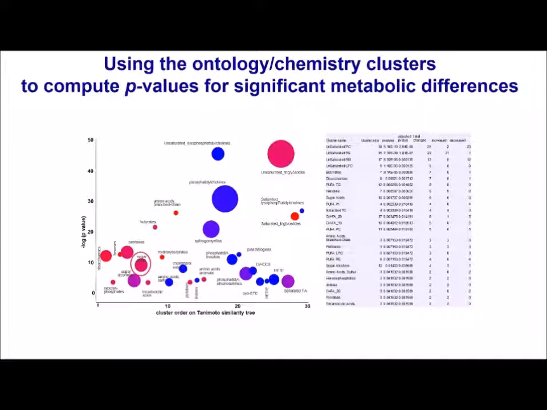So for the example study on non-obese diabetic mice, when we did the ChemRICH analysis, this is the result shown as an impact plot, where we have negative log of the p-value on the y-axis and cluster order on the Tanimoto similarity tree. And we can see that all the known polar compounds are clustered on the right side of the plot, and all the polar compounds are clustered on the left side of the plot.